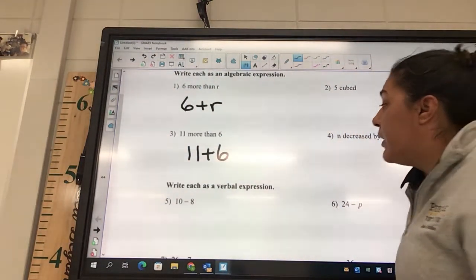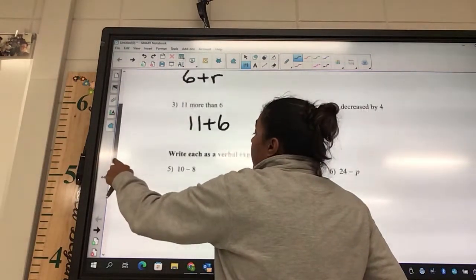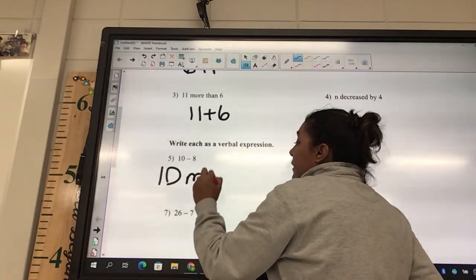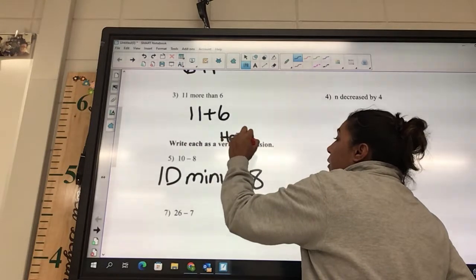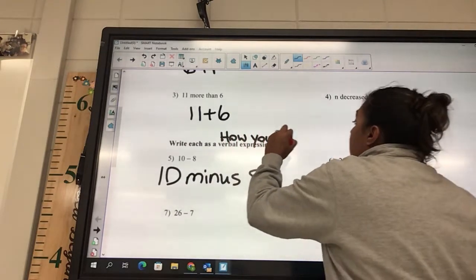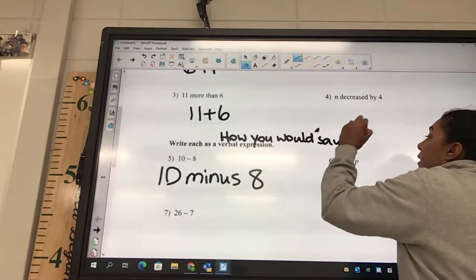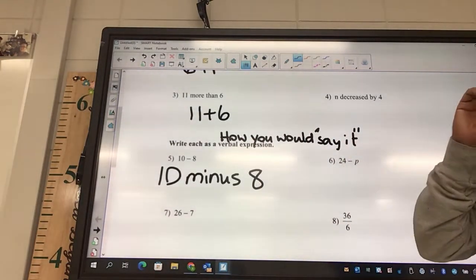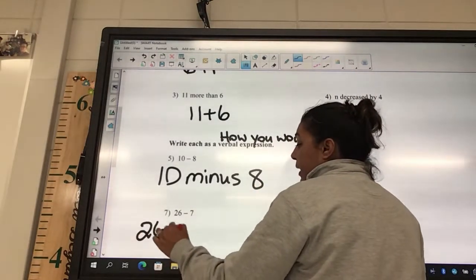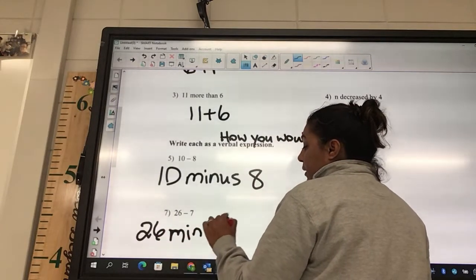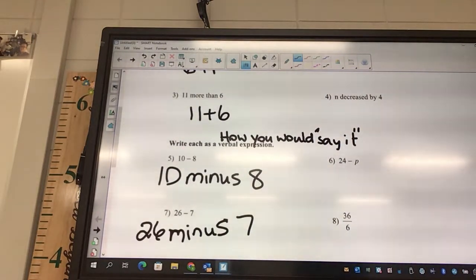Write each as a verbal expression. Okay, and if I'm going too fast, pause and copy down and then keep going. It's going to be 10 minus 8. Okay, verbal is how you would say it. That's the part that we need to write down, is how you would say it. You got 26 minus, I almost wrote the minus sign, minus 7. And I'm sorry because I really don't feel good. My brain is just not working.